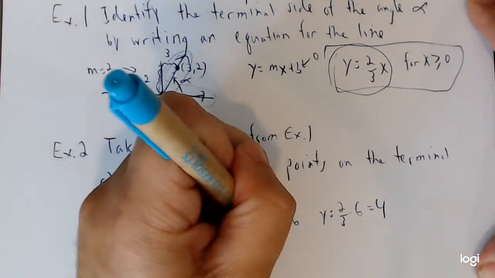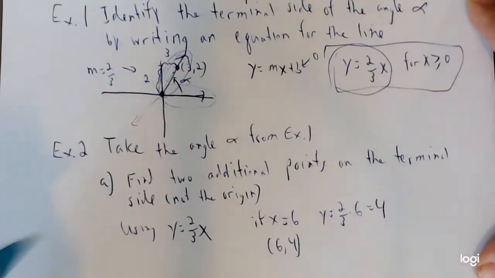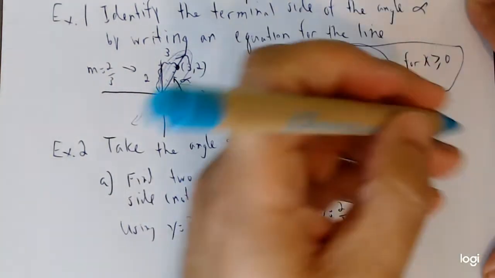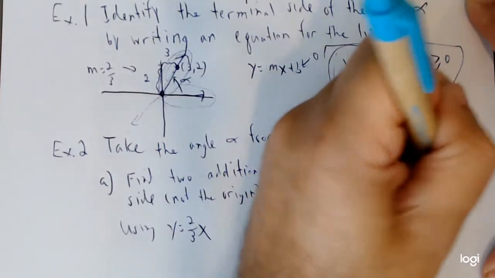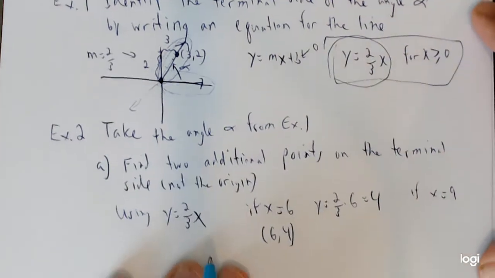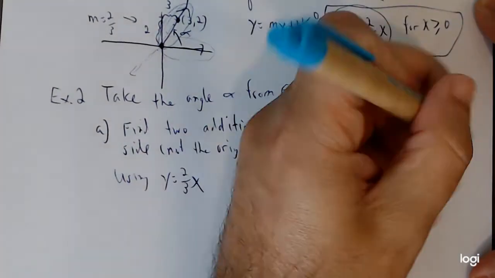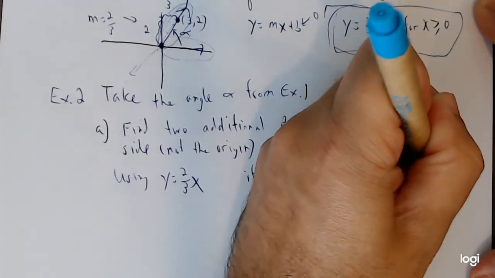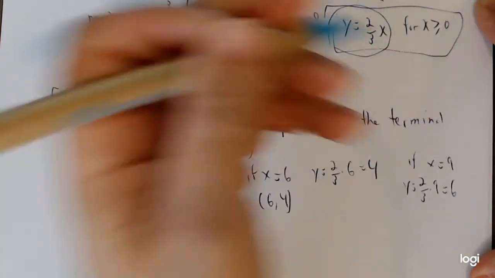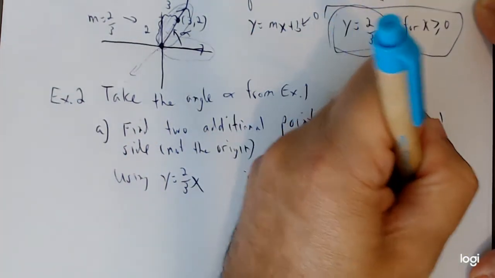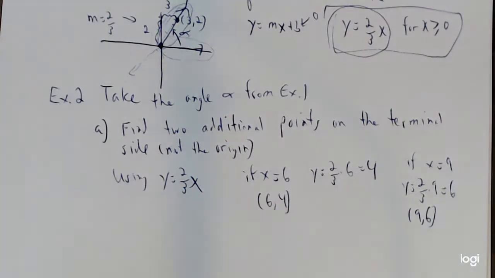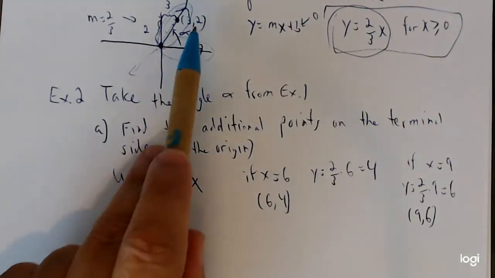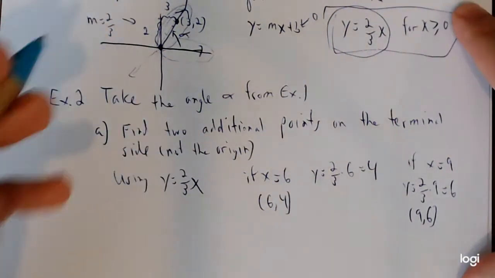So the next point is 6, 4, and then the next value I'm going to pick is 9. If x equals 9, then y equals 2/3 times 9, which ends up being 6. So the next one is 9, 6. So I found 2 more points. These points are also on that terminal side. Okay, now here's the interesting part.